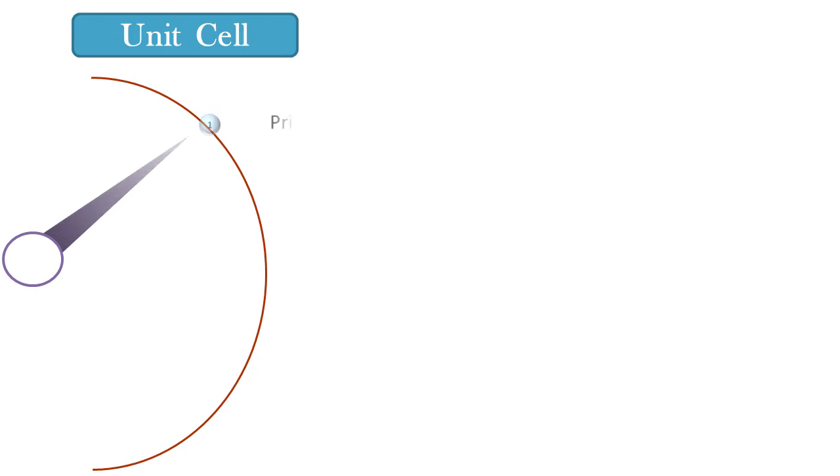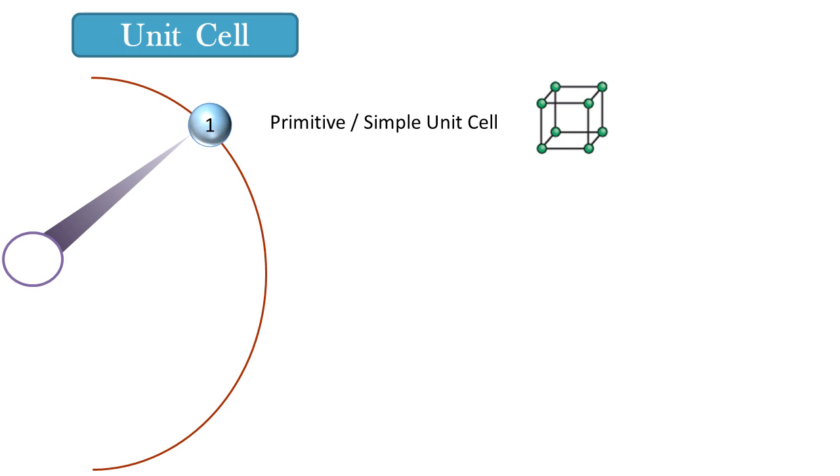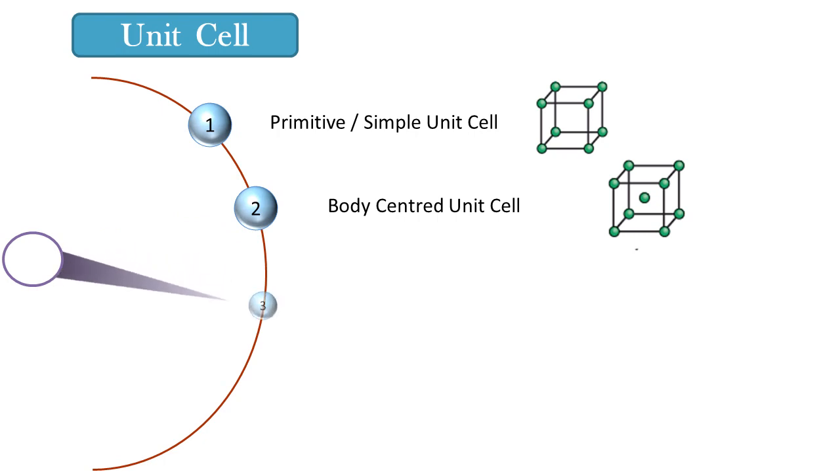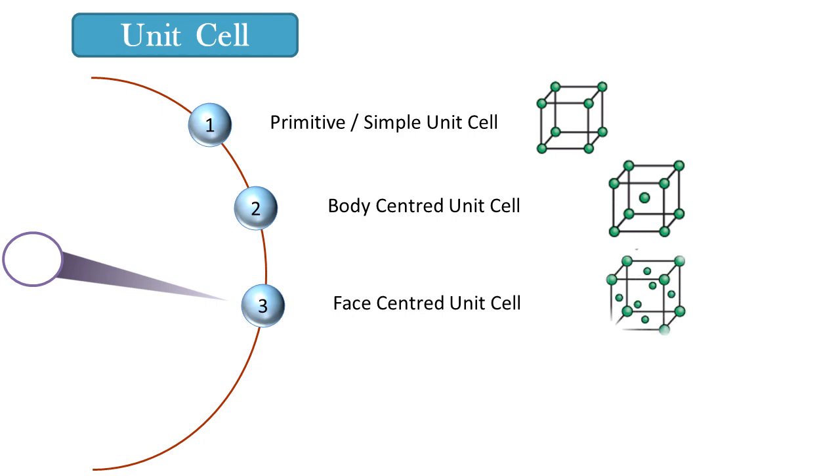The first one is the primitive or the simple unit cell, where all the constituent atoms will be present at corners only. Next type is body-centered unit cell. In this type, one constituent particle is present at the center of the body in addition to the corner particles. Third type is face-centered unit cell. This type of unit cell consists of particles at the center of the faces in addition to the corner particles.